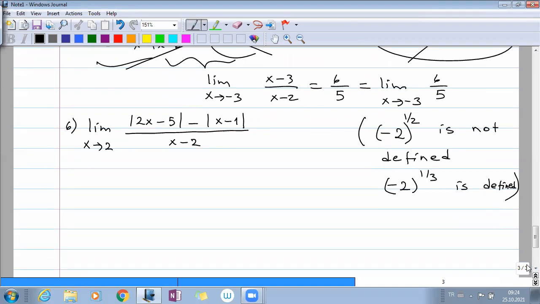Okay, so for this limit, again, both the numerator and the denominator at the point x equals 2 are 0. But how to work it out?